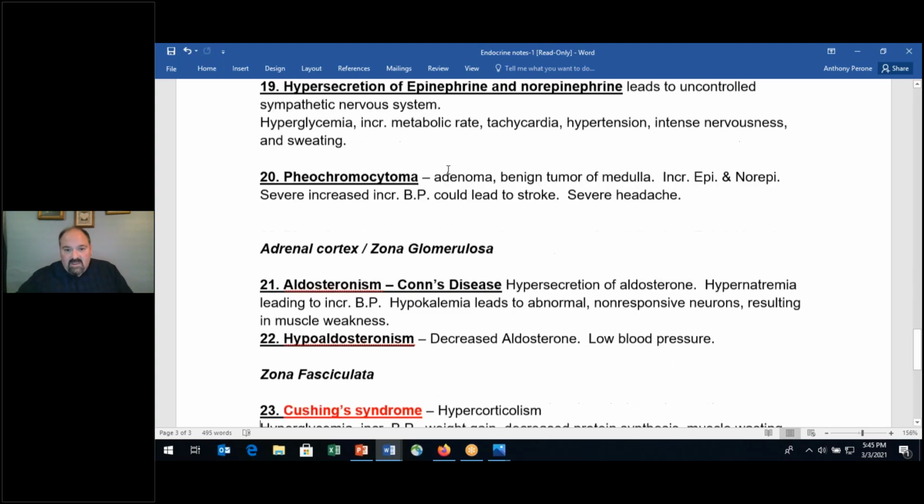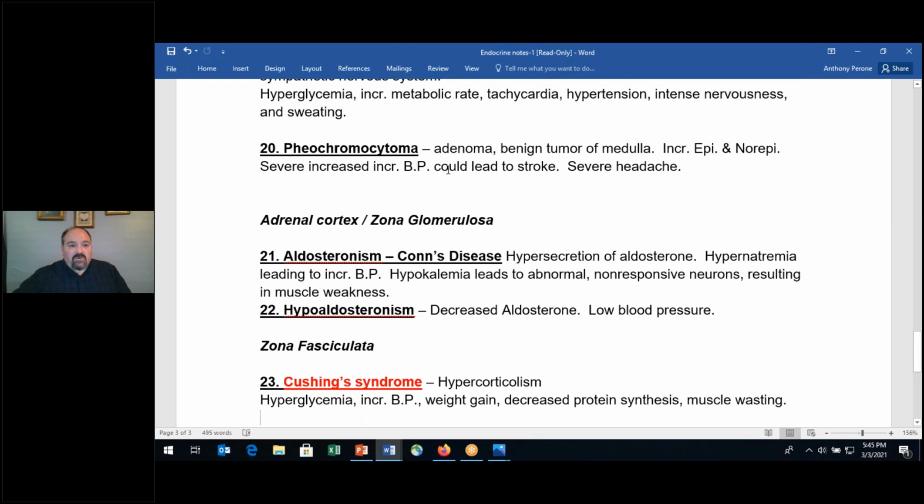Okay, now this tumor here, for the adrenal medulla, an adenoma, a benign tumor of the medulla, increased epinephrine and norepinephrine is released, and so you'll have severely increased blood pressure. This can possibly lead to stroke, and can cause severe headache because of the pressure being so high and traveling through the tiny blood vessels within your brain. Not good stuff.